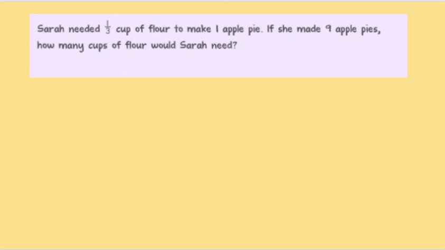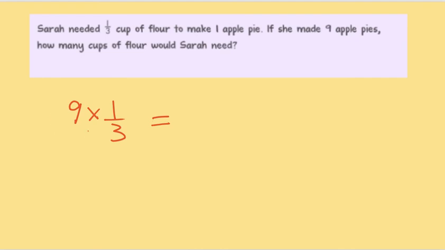Let's have a look at another question. Sarah needs a third of a cup of flour to make 1 apple pie. If she made 9 apple pies, how much flour did she need? Well, this one here we want a third for 1. So we want 9. So we're going to say 9 times a third.